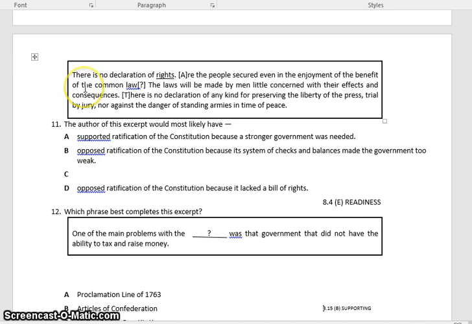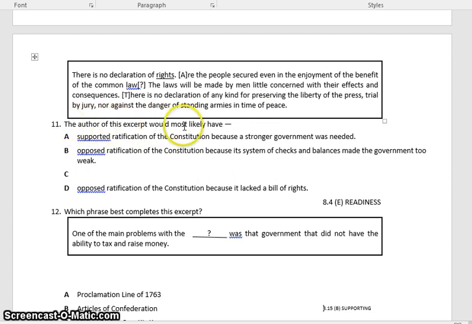Number 11. There is no Declaration of Rights. Are the people secured even in the enjoyment of the benefit of the common law? The laws will be made by men little concerned with their efforts and consequences. There is no declaration of any kind for preserving the liberty of the press, trial by jury, nor against the danger of standing armies in time of peace.